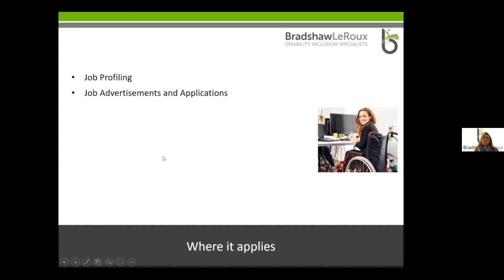Okay, so job profiling. How we advertise our vacancies. Please don't ever decide which vacancies or which positions in your company are suitable for the disabled. I promise you, if you ever want a discrimination checkpoint, take the word disabled out and put the word black or woman in. If I were to say which positions in your company are suitable for black people, you would have a disaster on your hands, it smacks of discrimination.